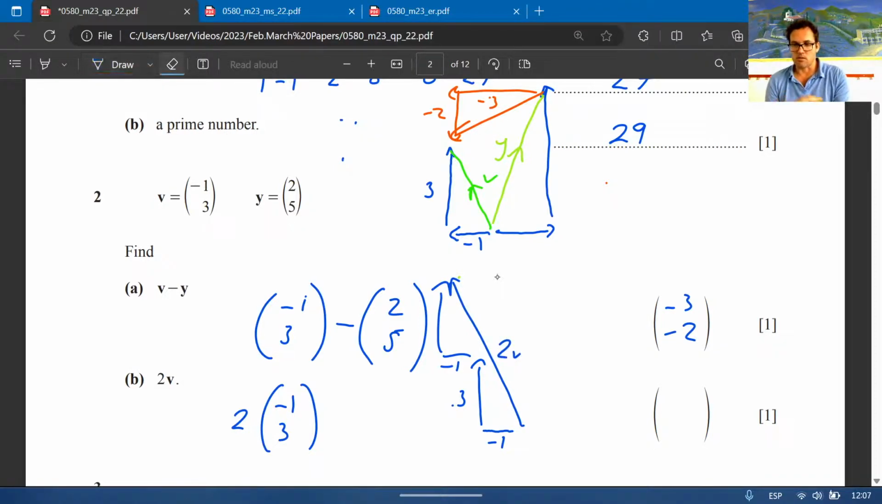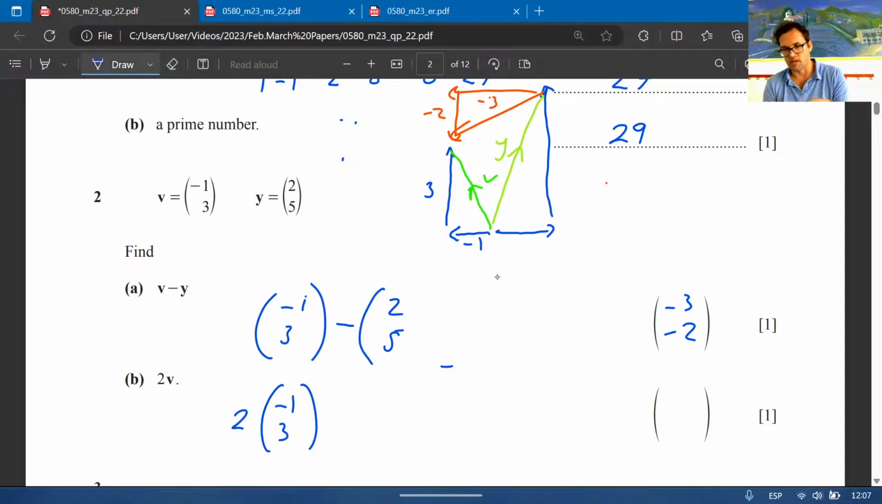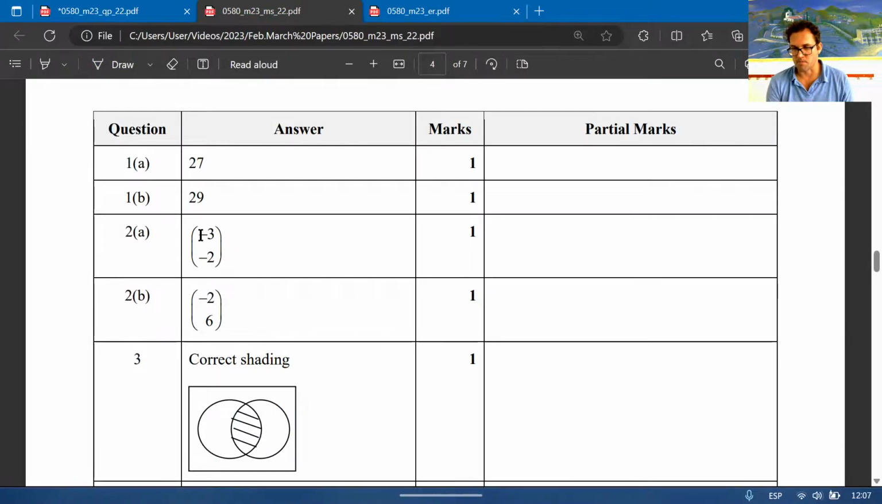Again, it's a very long explanation. All you really need to do in the exam is do 2 times -1 is -2, 2 times 3 is 6. Just double the top and the bottom. So there we go, the correct answers, as you can see.